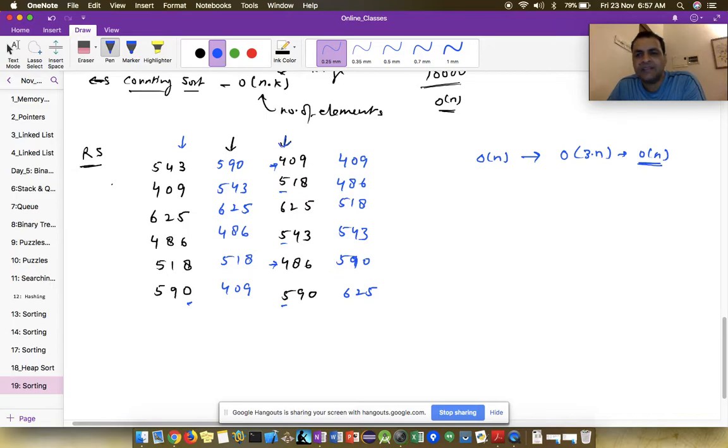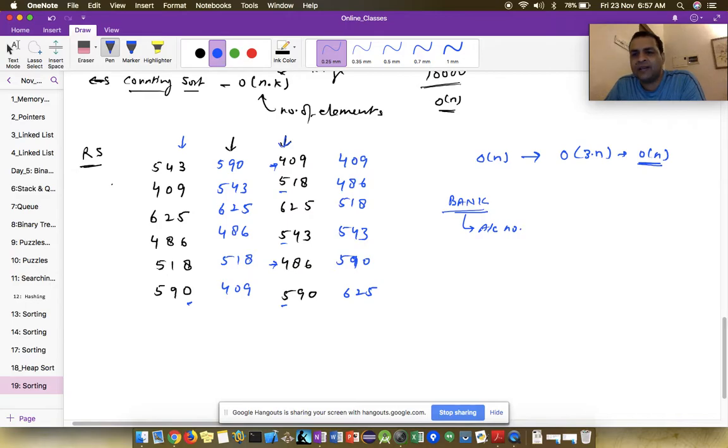This is very useful. Let us say I have a bank and I want to sort the records of all my account holders based on their account numbers. An account number is a 10-digit or maybe 12-digit number. For all the people holding accounts in this bank, the number of digits is going to be the same. So Radix sort is applicable.